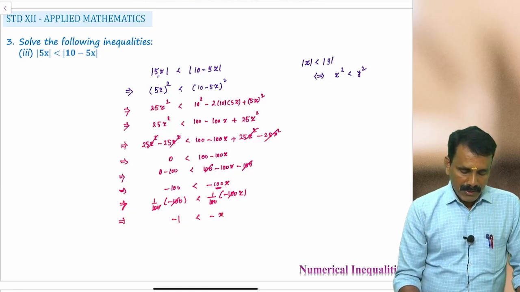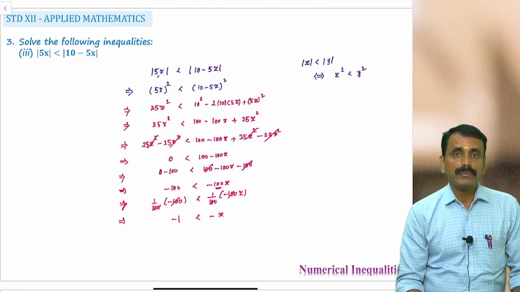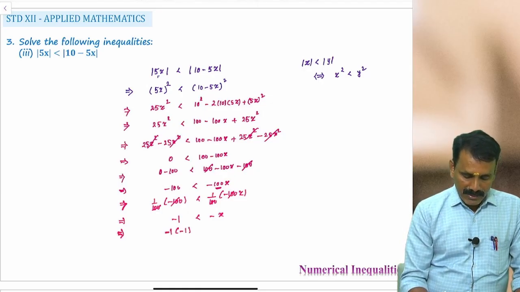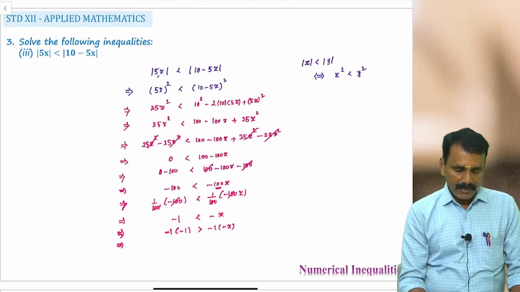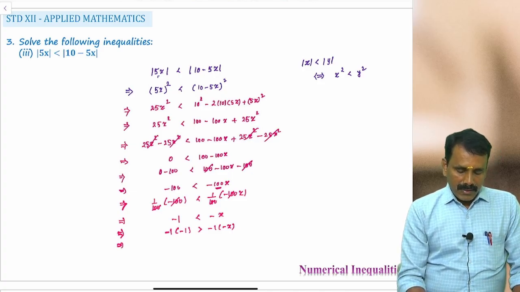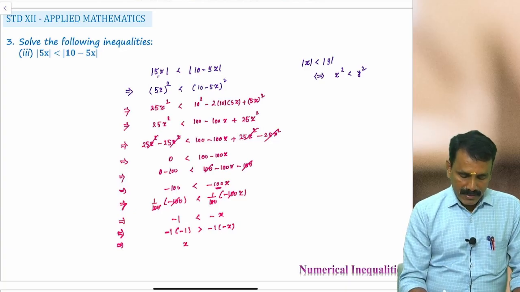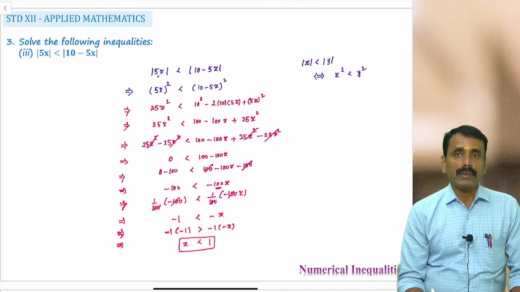How to solve this expression now? Again we have to remove the minus symbol. So we multiply with minus 1. Minus 1 into minus 1, this less than will be changed to greater than, minus 1 into minus x. So we have to rewrite this expression: minus times minus will be plus x, which will be less than minus times minus plus 1. So this is the solution set, x is less than 1.